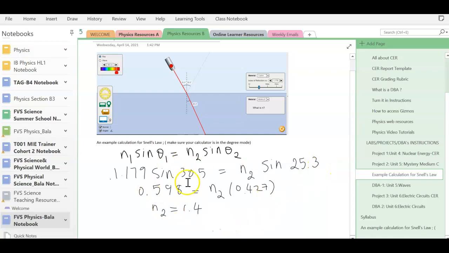Do the math, make sure your calculator is set to degree mode, and solve for n2. I get n2 as 1.4. This may or may not be the answer that you get, so don't go by the final answer on this one, because I have purposefully chosen mystery medium B in the second one, and that's not what you're choosing. Yours is mystery medium A, so you will get a different answer.